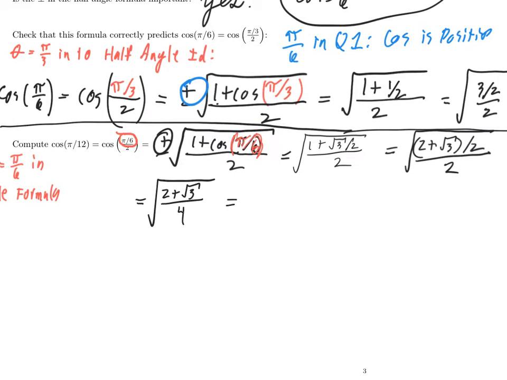Again, we see a perfect square under that square root. And there is the cosine of pi over 12. Very good.